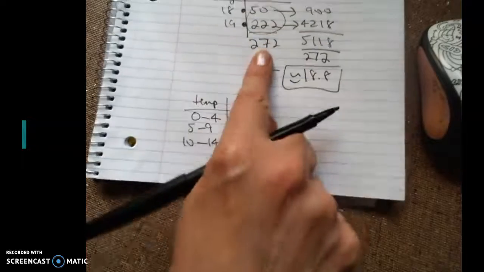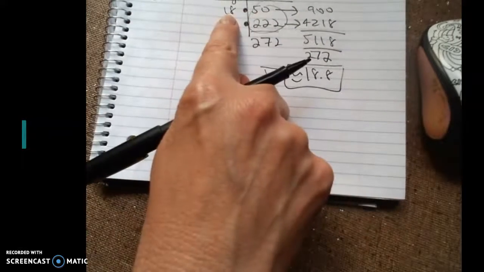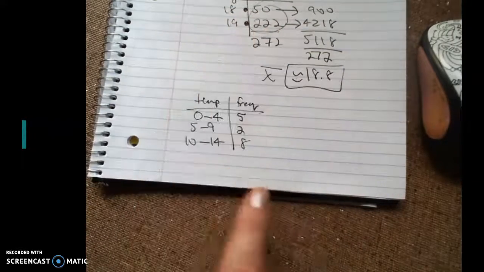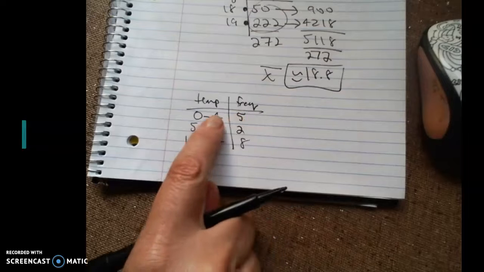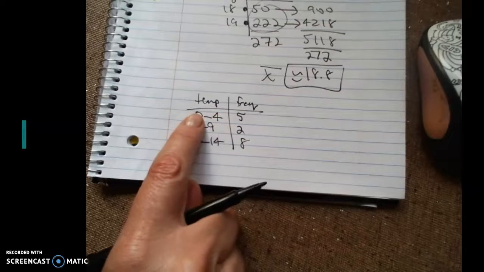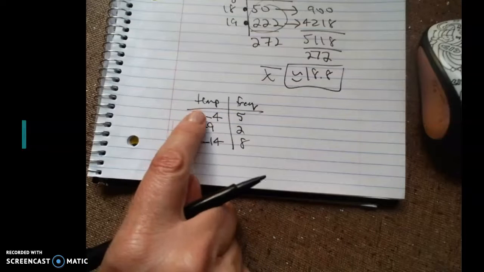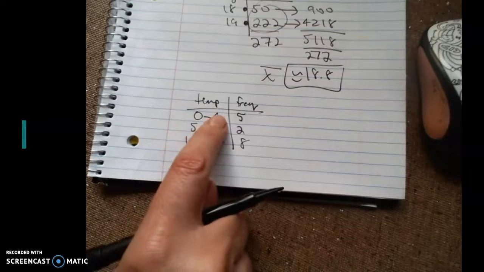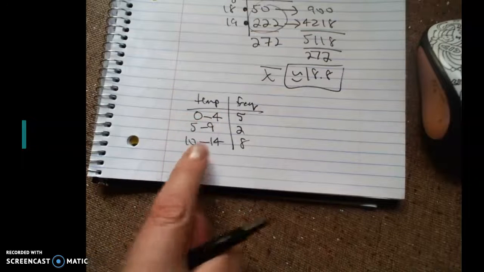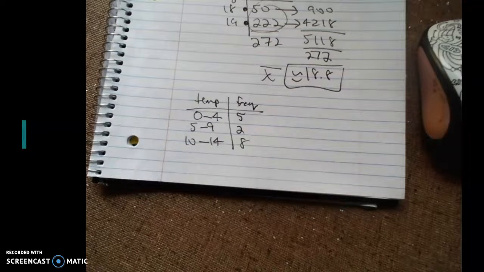This is different than up here, because up here I actually knew I had 50 18s and 222 19s. Here, I don't know if these are 4, 4, 4, 4, 4, all zeros. Maybe there's a 0, 1, 2, 3, 4. Maybe there's 2 4s, a 1, 1, and a 0. I have no idea. So what are we going to do?